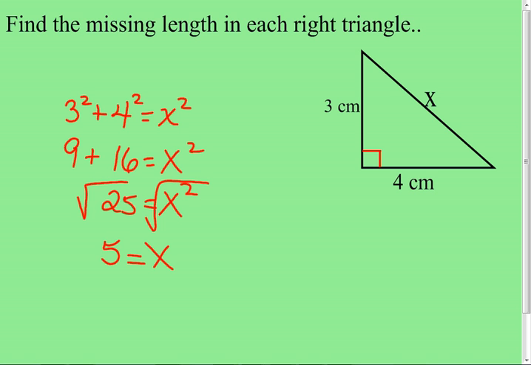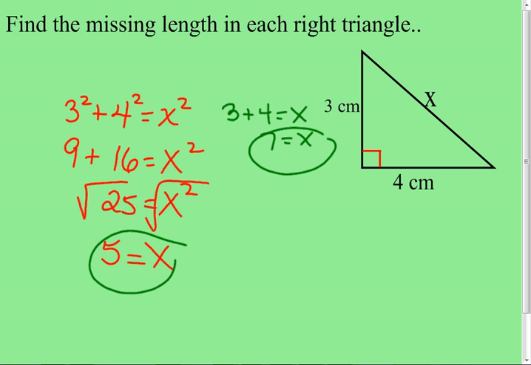Now, some of you want to say, and it's wrong, that if 3 squared plus 4 squared is x squared, then 3 plus 4 equals x. Well, x would be 7. What's nice about math is that these numbers would have to be the same. So one of them's right and one of them's wrong. I know that this is right, so that can't be. Be careful with that. Don't start square rooting the sides. You can't do that. You can square the whole side, but not the individual ones.